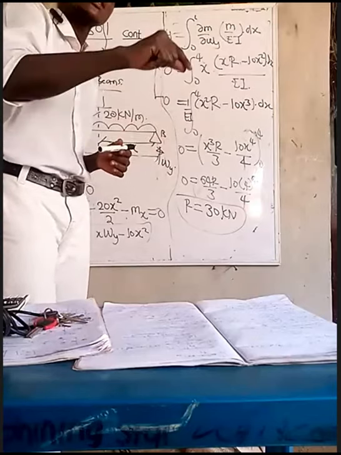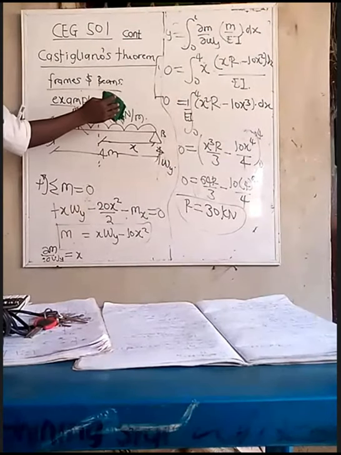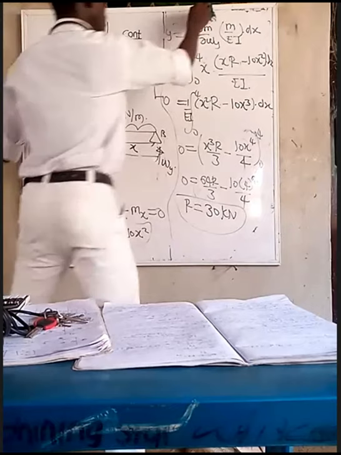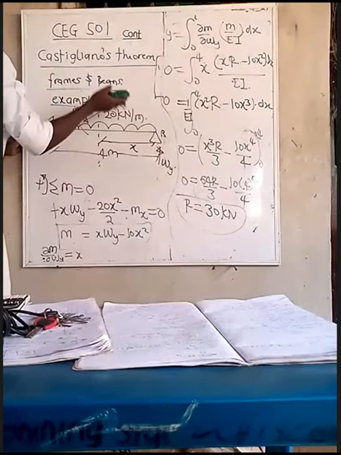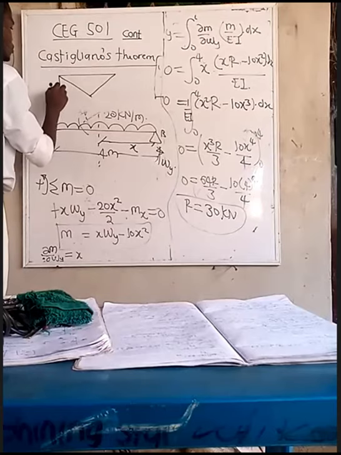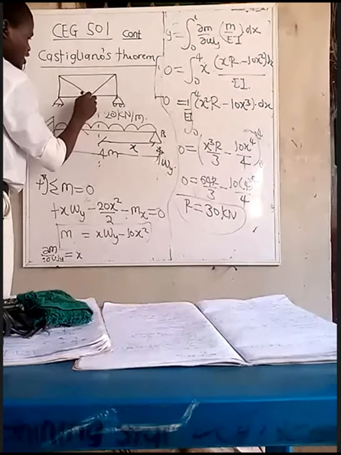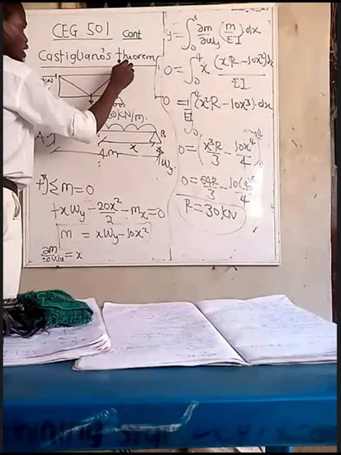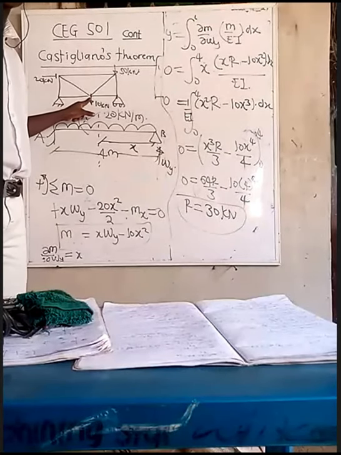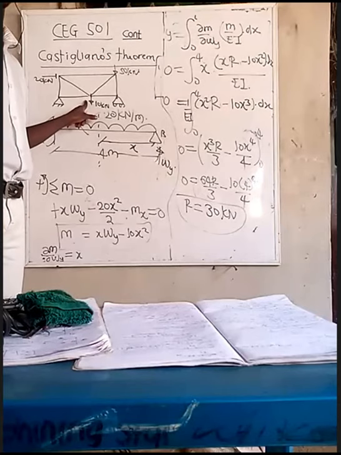Now, if there was a force at that point, let me take you a little bit back. Say we have a 10 kilonewton force acting here, a 20 kilonewton force acting here, and a 50 kilonewton force acting here. We are required to find the deflection at the point of the 10 kilonewton. You have to replace this 10 kilonewton with WY, which is your virtual force.